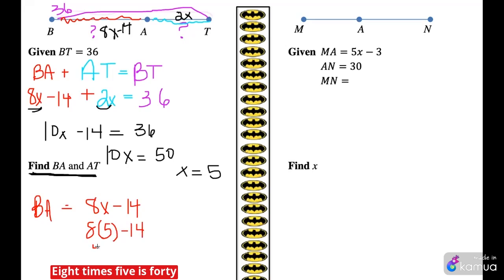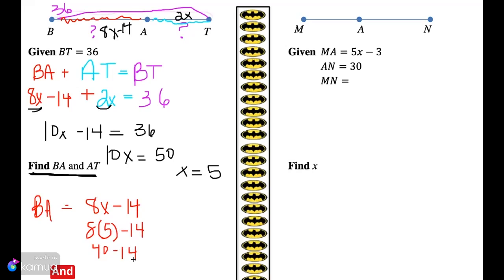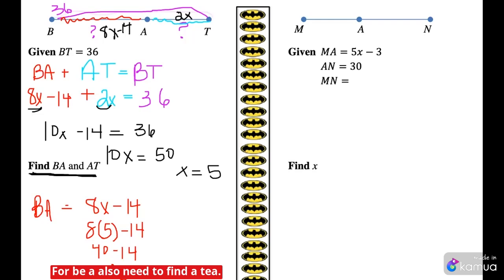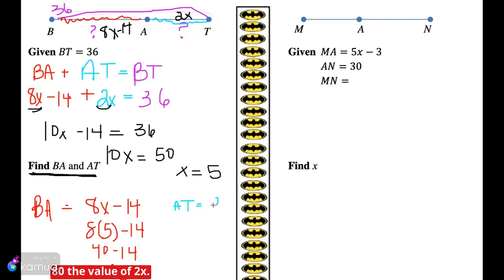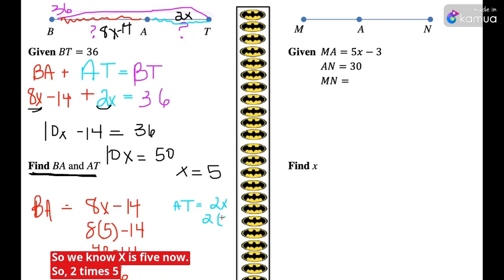8 times 5 is 40. And 40 minus 14, check my math, is 26. 26 for BA. Also need to find AT. AT, the value was 2x. Well, we know x is 5 now, so 2 times 5 is 10.